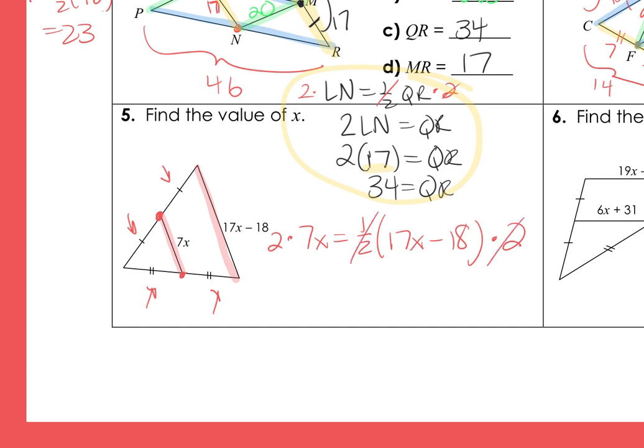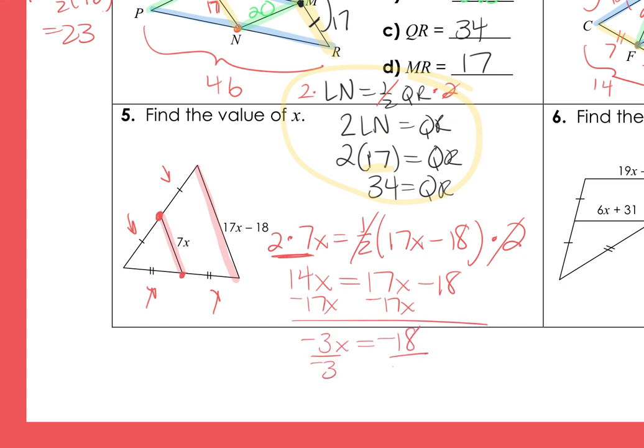On the left side, 2 times 7x, we have 14x. Now I can go ahead and solve this one. So I'm going to do minus 17x, get the variables on the same side, and then divide by negative 3. So we get x equals positive 6. And that's all this wanted you to do. Find the value of x. I don't need to plug anything in.